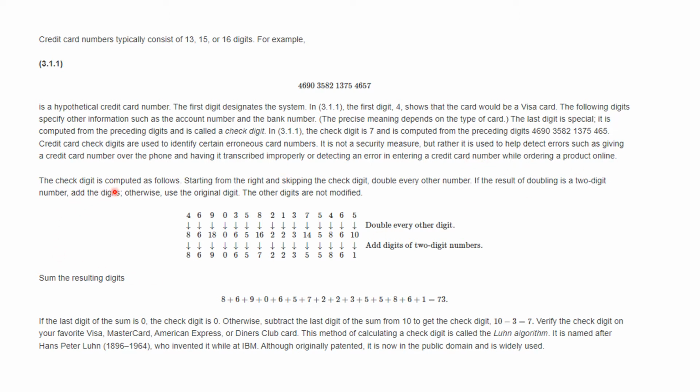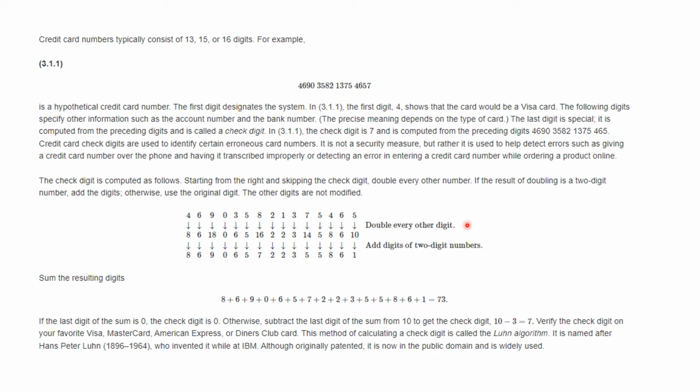And here is the way the check digit is computed. Or at least on many cards, it has been computed historically this way. So here are the numbers that you see going along the way, and this is before you've computed the check digit. So you have all of these numbers, and you're ending with this 5 right here. Okay, so what you do is starting from the right and skipping the check digit, you double every digit. If the result of doubling is a 2-digit number, you add the digits, and otherwise you use the original digits. The other digits are not modified.